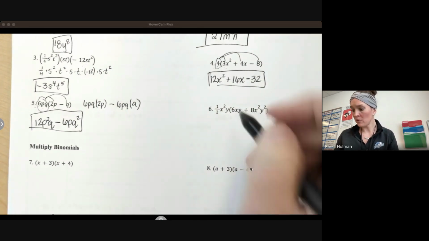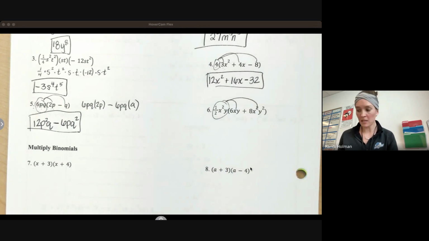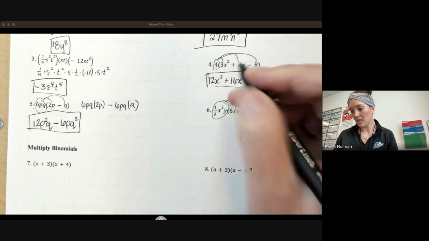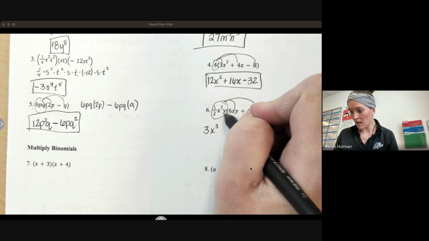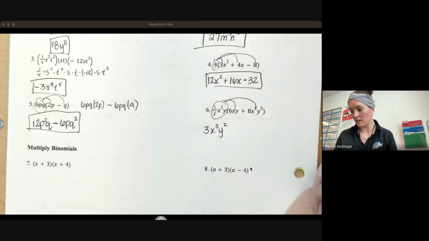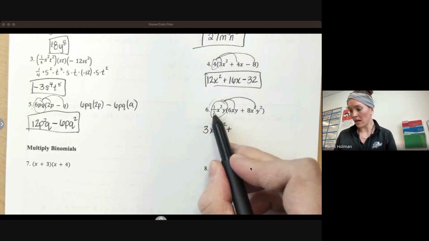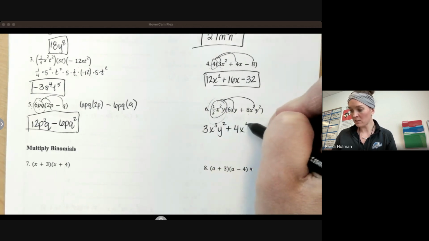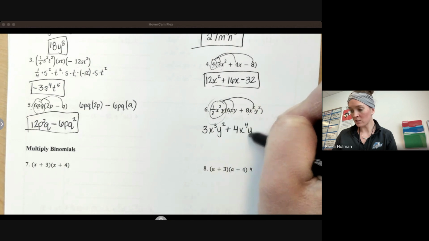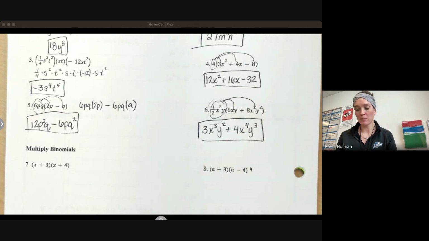Okay, next one looks a little messy. We're going to take this monomial and multiply it by the binomial. So we really have two multiplication problems there. A half of 6 is 3. We have 1, 2, 3 factors of x, so x cubed, and 1, 2 factors of y, y squared. Take that same monomial times the next term, and we get half of 8 is 4. 1, 2, 3, 4 factors of x, and 1, 2, 3 factors of y. So we're still using those same multiplication properties using that distributive property.